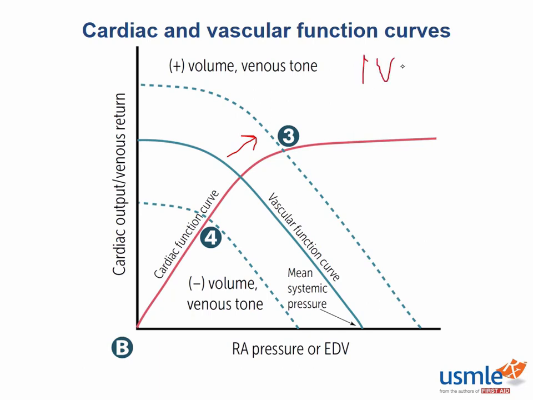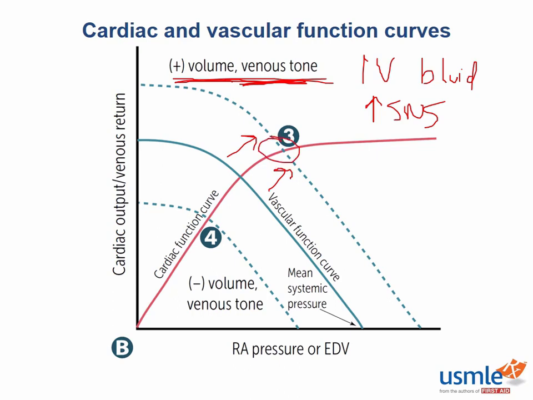Similarly, as with an IV fluid bolus, increased sympathetic nervous system activity will increase the venous return by causing venoconstriction, or constriction of our veins, and this increase in venous tone pushes the blood volume back from the cavas into the right atrium and into the heart's circulation. So we see that when we have an increase of volume or an increase in venous tone, we see an increase in the vascular function curve and an increase in venous return. As such, we see an increase in cardiac output for any given end-diastolic volume.